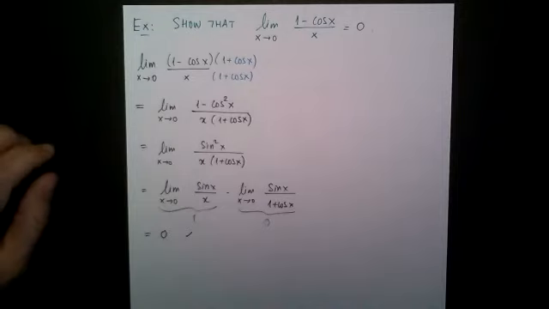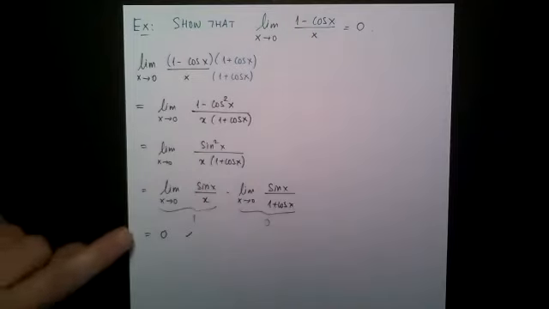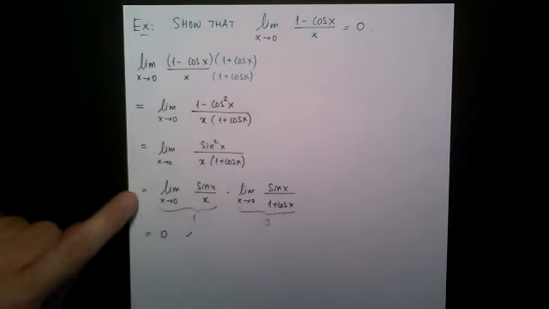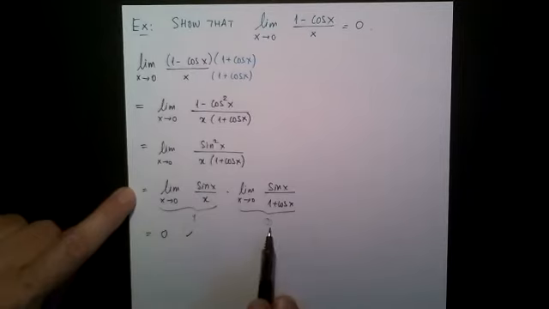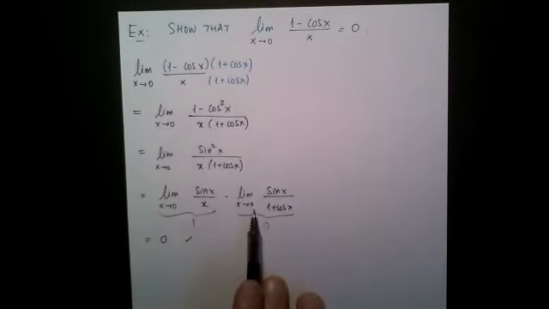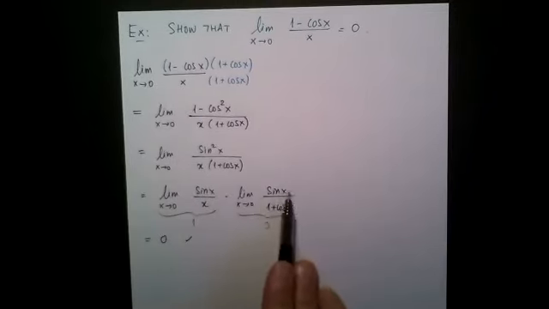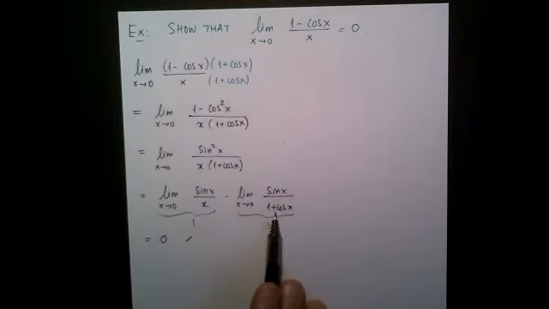For the last step, how is it 0? Which one? The last step here, this one? Yeah, that one. Why is this 0? Yes. So plug in 0 in the sine. So sine of 0 is 0. And cos of 0 is 1. 1 plus 1 is 2. So 0 divided by 2 is 0. Okay, thank you. Any other questions?